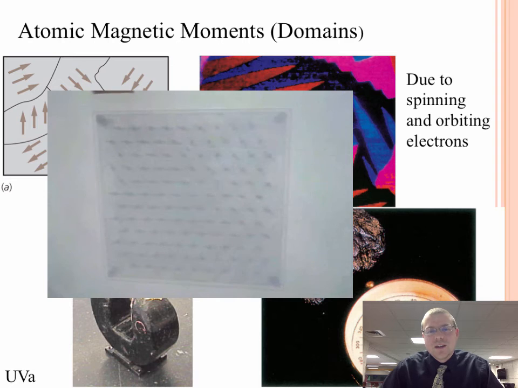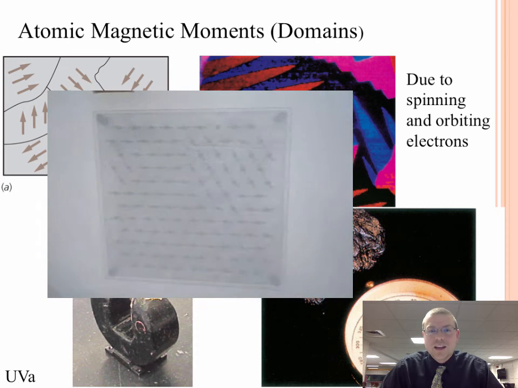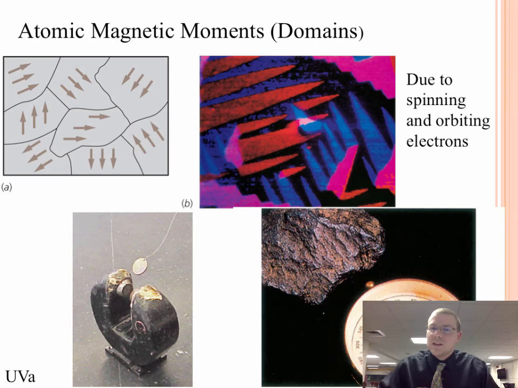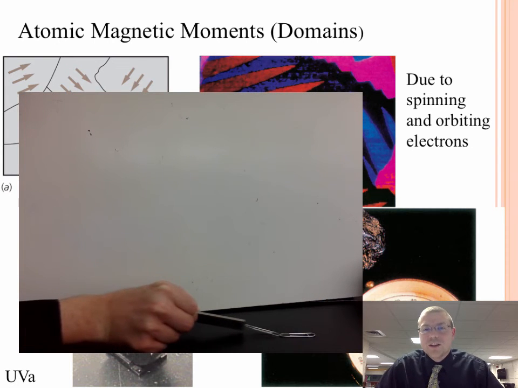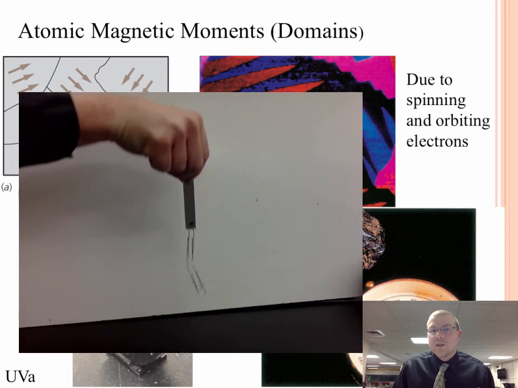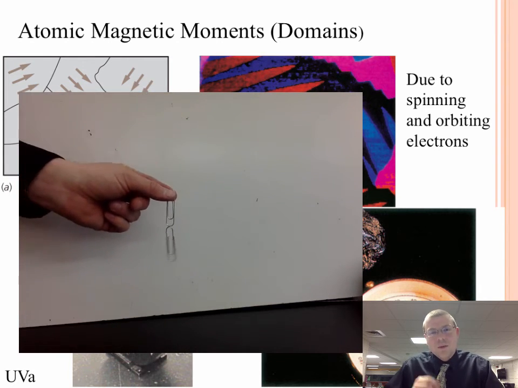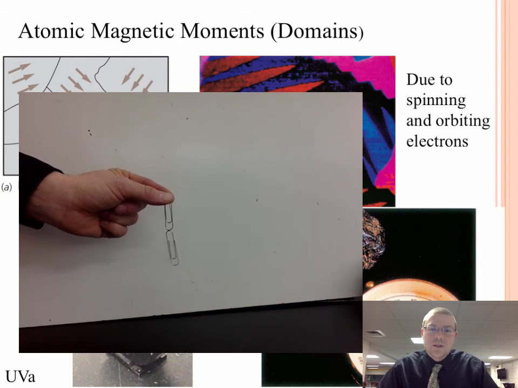So you can see right here that as we add thermal energy, the domains go and point in random directions again, and the material becomes unmagnetized. Like when I put the magnet next to a paperclip, paperclips are not magnetic until they feel a strong magnetic field. Then all the domains in the paperclip line up. And it might stay that way for a while, and actually that paperclip could then magnetize other paperclips.